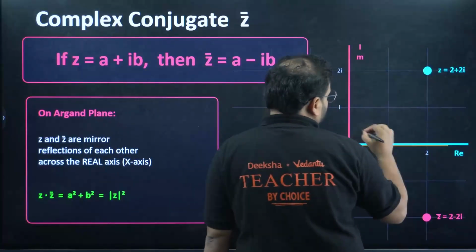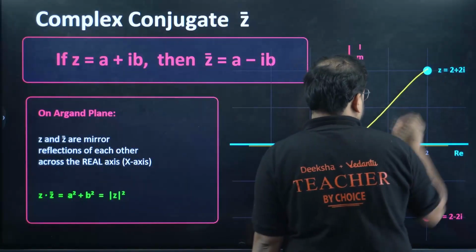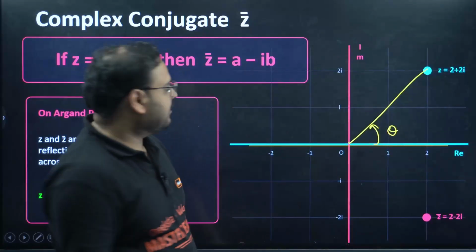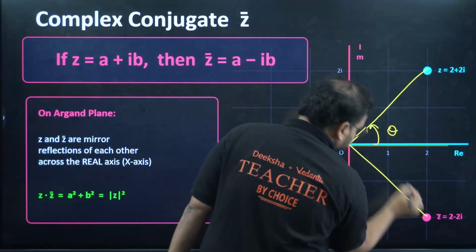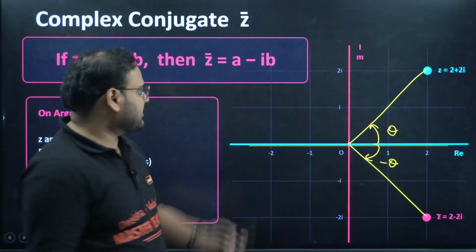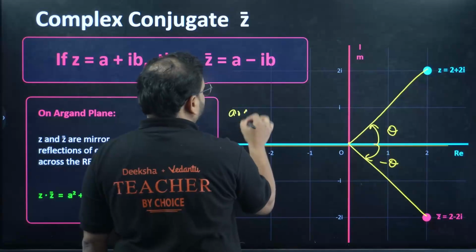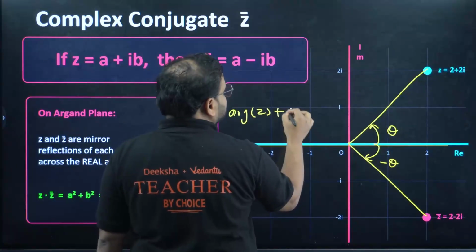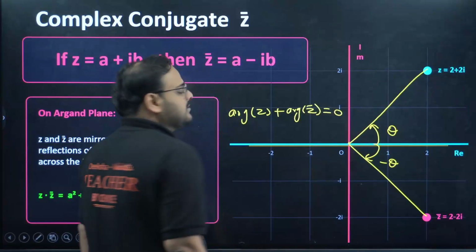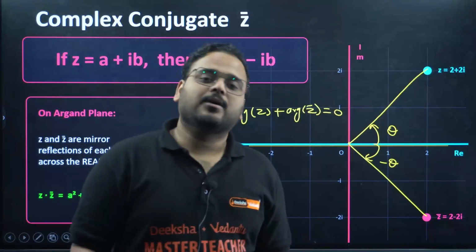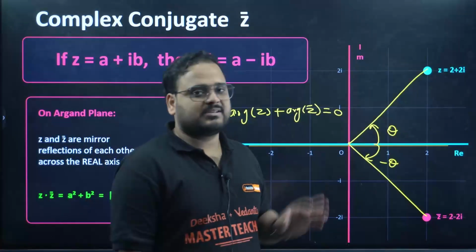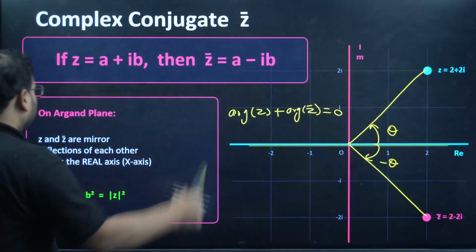If I ask you, what is the argument of this? Let's say this is theta. And what about the argument of this? This value will be minus theta. So a question like this also comes. Sometimes people ask, argument of z plus argument of z bar is equal to what? Remember, this is always 0. Argument of z plus argument of z bar is always 0. It does not matter which quadrant. Always 0. I've taken one example to show you.